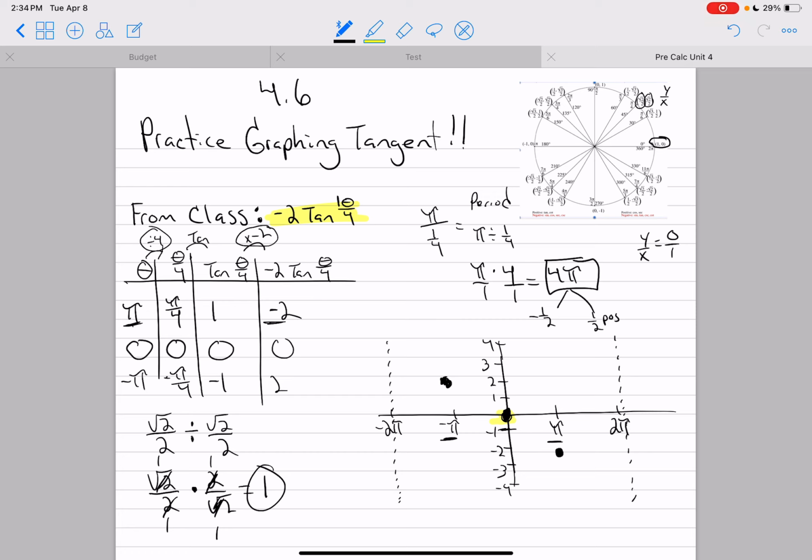And now I'm like, oh, I'm doing some good stuff here. Boom, boom. There's my tangent graph of negative 2 tangent theta over 4. Ooh, I drew that one better too. I think half and half in it is a good look.